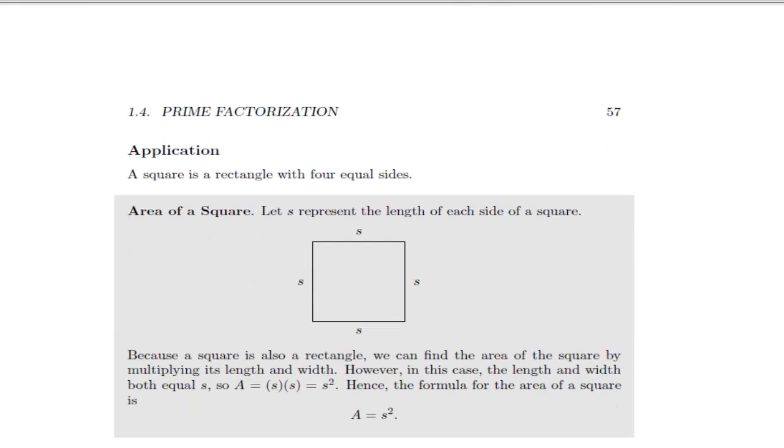Application. A square is a rectangle with 4 equal sides. Area of a square. Let S represent the length of each side of a square. Because a square is also a rectangle, we can find the area of the square by multiplying its length and width. However, in this case, the length and width both equal S. So A, or area, equals S times S equals S squared. Hence, the formula for the area of a square is A equals S squared, or S to the 2nd power.